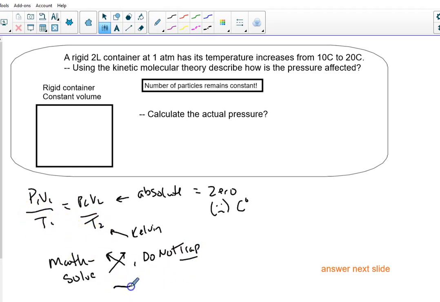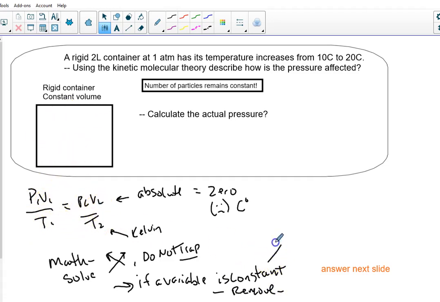Also, very good chance, if a variable is constant, then you can remove it. You can leave it in there, but it doesn't do anything. If the temperature is the same on both sides, it just gets canceled out. If the pressure is the same on both sides, it gets canceled out. If the volume is constant, it gets canceled out.